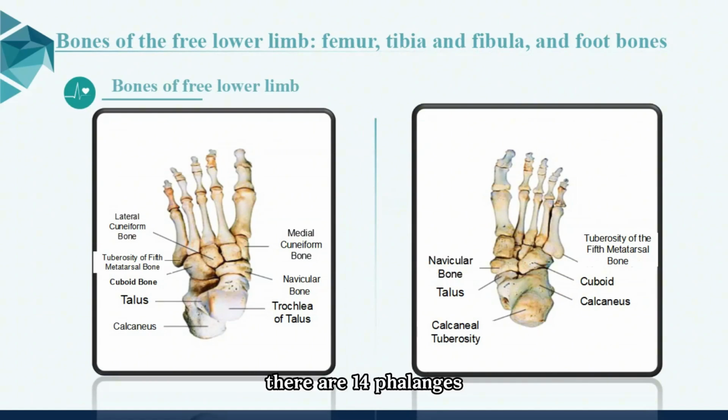There are 14 phalanges. The great toe, hallux, has 2 phalanges, and the other toes have 3 phalanges each. Their morphology and naming are the same as the phalanges of the fingers. The phalanges of the great toe are stout, while the others are smaller. The distal phalanx of the 5th toe is very small, and often fuses with the middle phalanx.